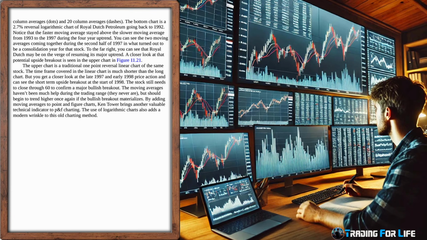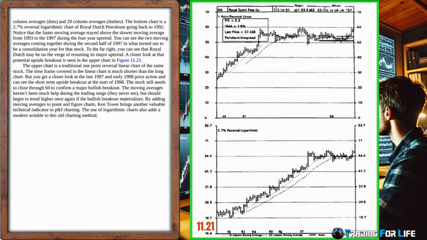A closer look at that potential upside breakout is seen in the upper chart in figure 11.21. The upper chart is a traditional one-point reversal linear chart of the same stock. The time frame covered in the linear chart is much shorter than the long chart, but you get a closer look at the late 1997 and early 1998 price action and can see the short-term upside breakout at the start of 1998.